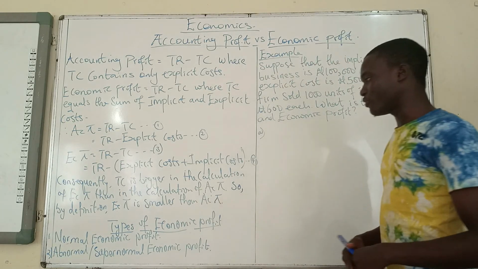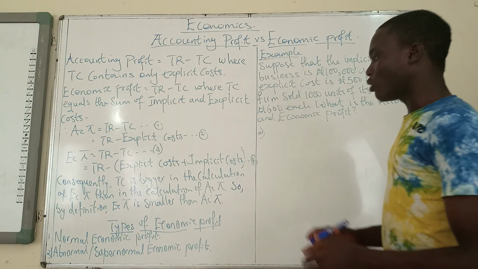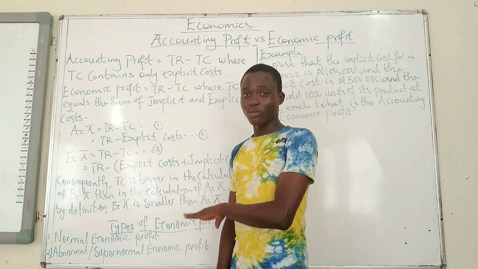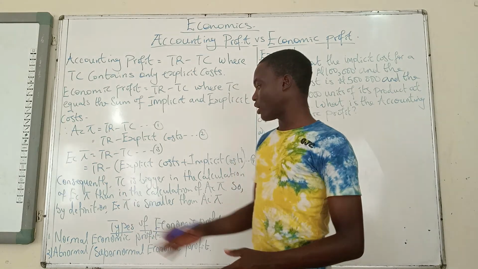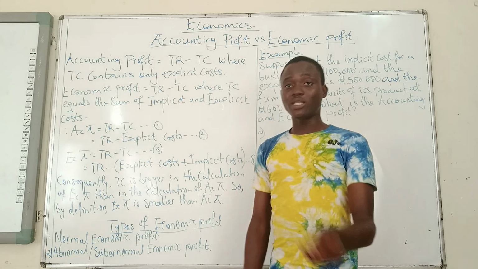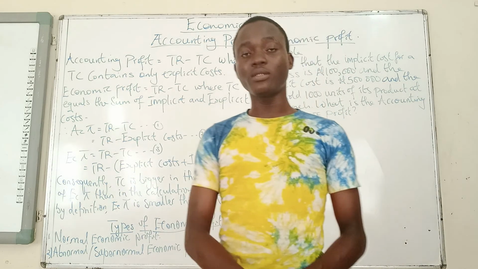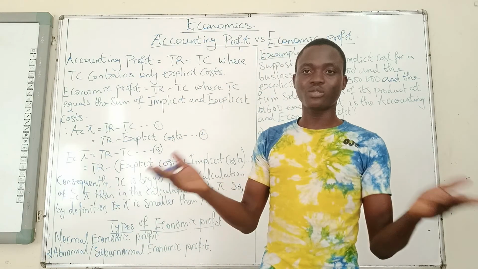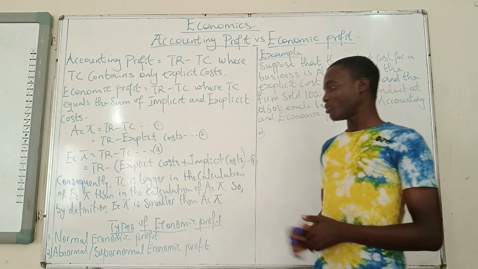Now, in terms of economic profit, we have the normal economic profit and we have abnormal, stroke supernormal, economic profit. So I'm saying these are two economic profits now. It depends on the textbook you are using or the material you're reading. So it could be abnormal, it could be supernormal. Don't confuse yourself.